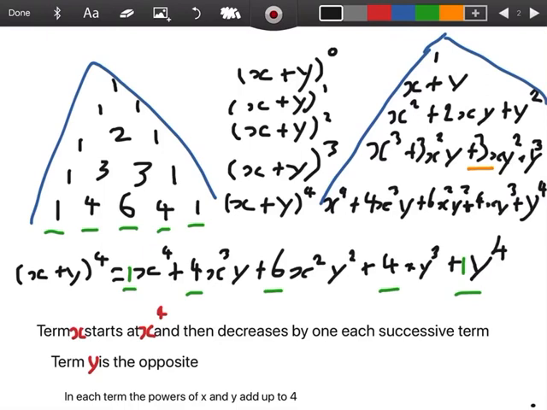As you can see in each section, so let's take 6x squared y squared, the powers of x and y always add up to the power of the bracket. That's a very important rule. Let's go on to the next part now.